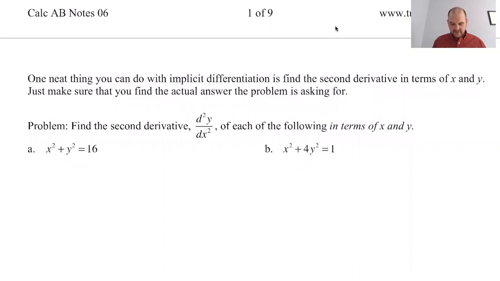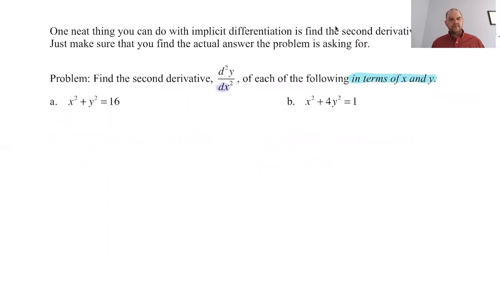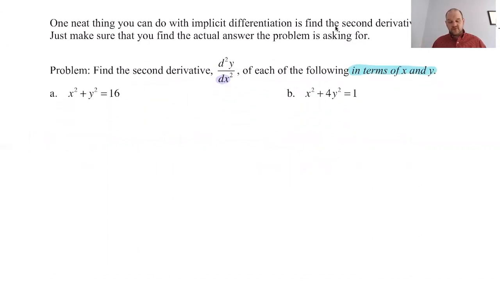In this particular case, we want to find the second derivative with respect to x. So remember, this is telling us x is the independent variable. And we want to find the answer in terms of x and y. And we'll see why that matters when we do it. So let's start off. We have to first find a first derivative.